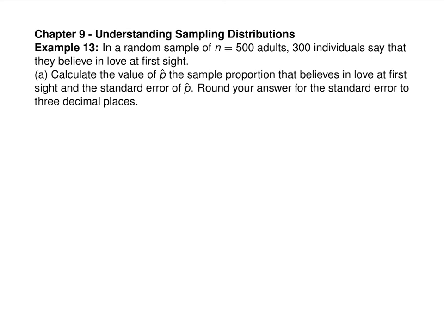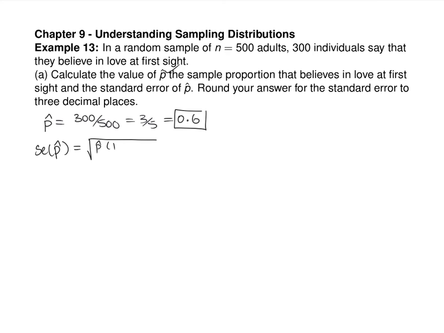So start with proportions. In a random sample of 500 adults, 300 individuals say that they believe in love at first sight. So find the value of p hat, which is the sample proportion that believes in love at first sight. So p hat is 300 out of 500, which is 3/5, or as a decimal if you want to, 0.6. Okay, next find the standard error of p hat. Well, that's the formula root p hat times 1 minus p hat over n. So 0.6 times 0.4 over 500 comes out to be 0.022.